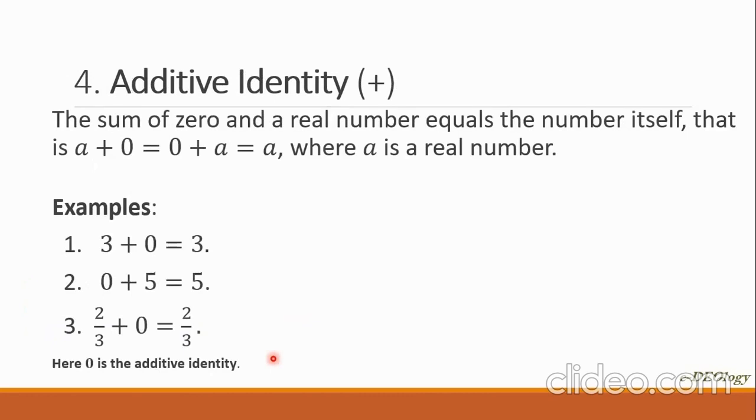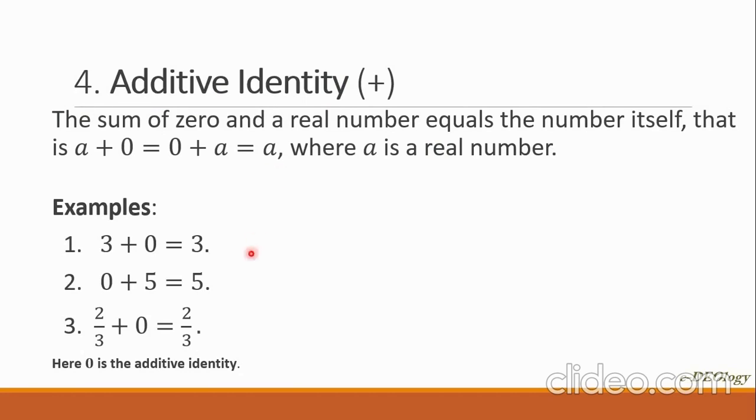The number 4 property is what we call additive identity. It says here, the sum of 0 and a real number equals the number itself. That is, a plus 0 is the same as 0 plus a, and the answer will be a. In other words, any number added to 0 will result in the number itself, and that 0 is what we call the additive identity.